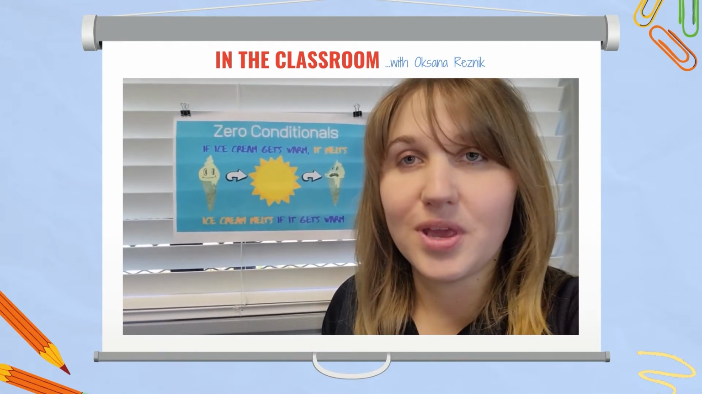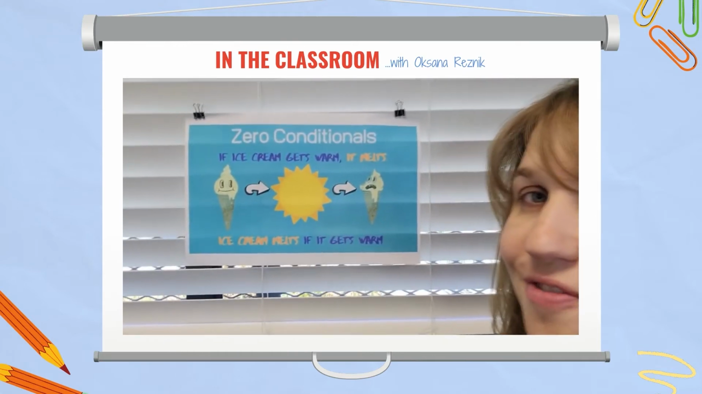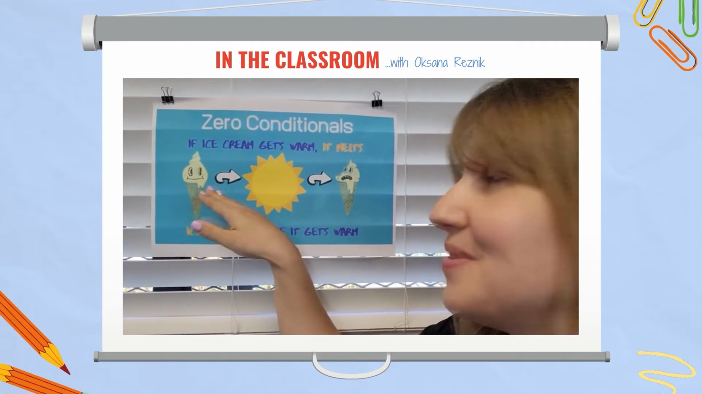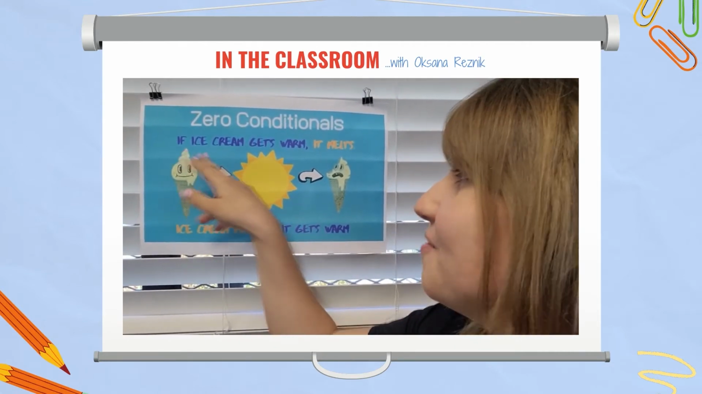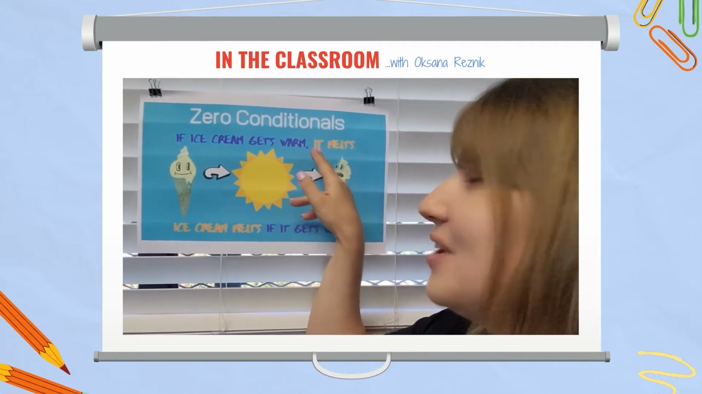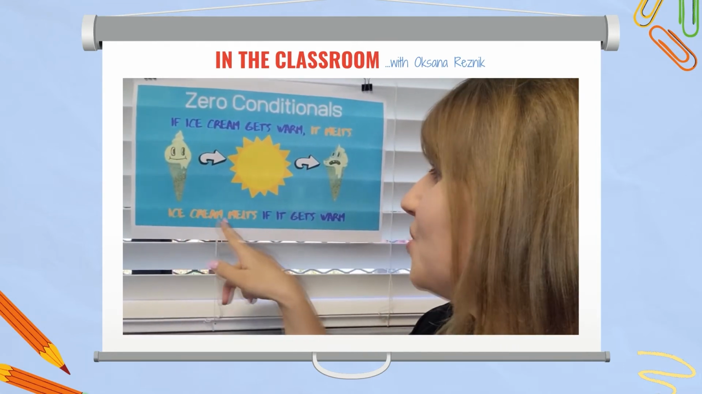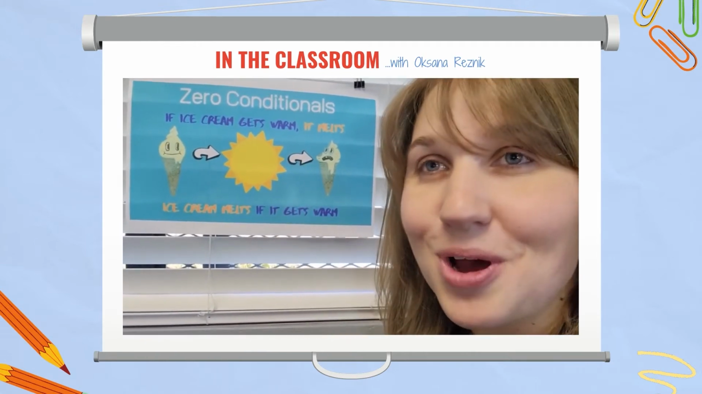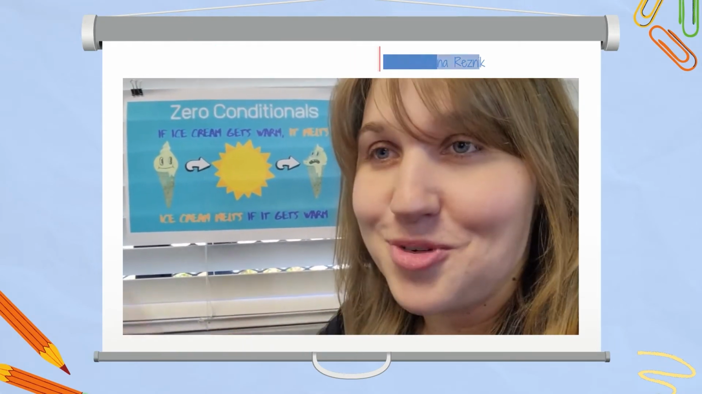We're going to learn how it works and how we implement that in our practice. Let's look at our funny picture. We have here a picture of ice cream that melted, and here's the sentence: If ice cream gets warm, it melts. Or we could read it backwards: Ice cream melts if it gets warm. So this is an example of zero conditional, and let's start digging deeper.